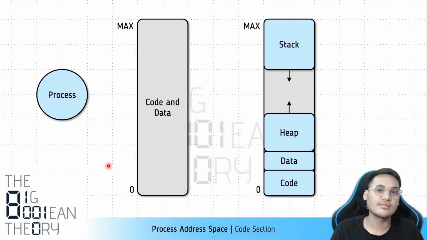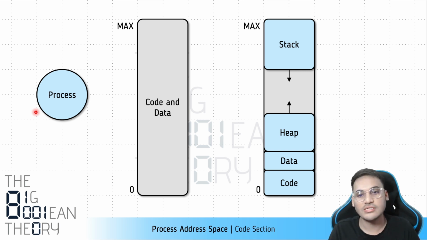Now let us discuss the code section in more detail. We have a process in a system, and as we already know, with every process there is an associated address space. This address space is a collection of addresses, and it gives a limited view of the actual physical memory to the process. It is also called the virtual address space or process address space. We have already discussed this in the previous video.